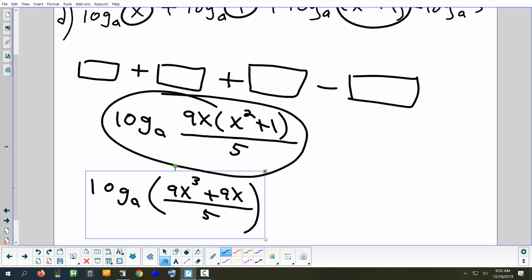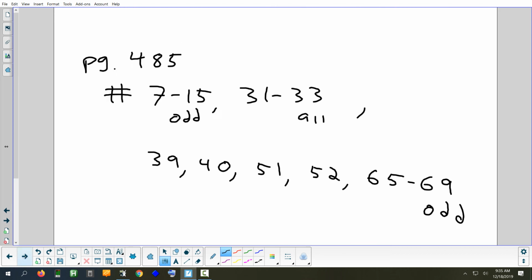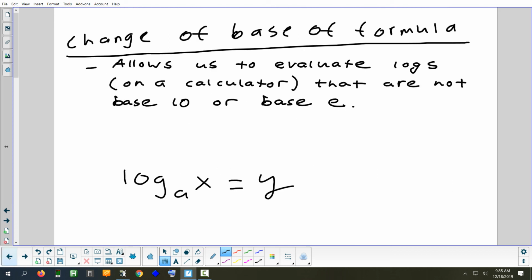All right, so we looked at the special properties. That was the first thing. Second thing was the properties that we use to either combine logs or separate them. And the last thing is the change of base formula. And what this allows us to do is type in logs that are not base 10. So basically the first time we're going to figure out what the change of base formula is, and then you're going to see a pattern, and then we'll kind of generalize that into a rule we can use all the time.